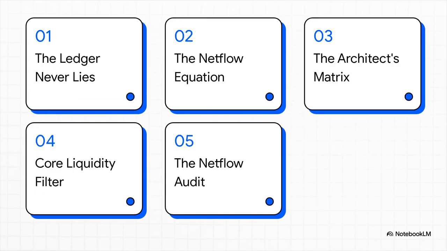So, here's our game plan for today. We'll start with how the ledger never lies, break down the Netflow equation, and then map out the architect's matrix. After that, we'll hit the core liquidity filter and finally wrap up with the Netflow audit. Let's just dive right in.